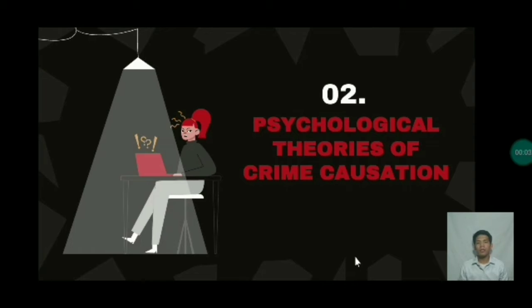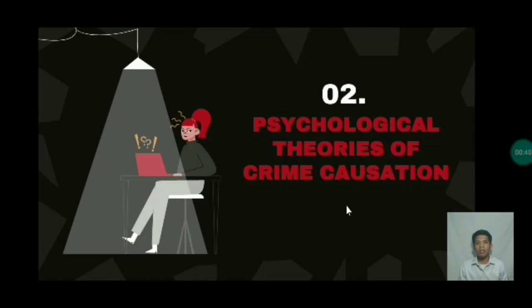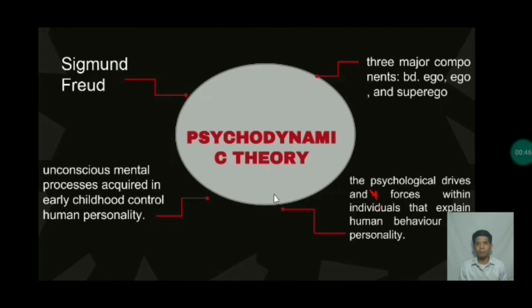So let's proceed to the psychological theories of crime causation. According to psychological theories, criminal behavior is the result of unconscious factors acting on a person's psyche. Some aggression can leak out of the unconscious, leading to random acts of violence. When we say unconscious, it is something inside our mind or thought that we cannot control. According to this group of theories, this may have an impact on an individual's ability to function normally as an adult. Under psychological theory, we have psychodynamic theory and psychosexual stages of human development.